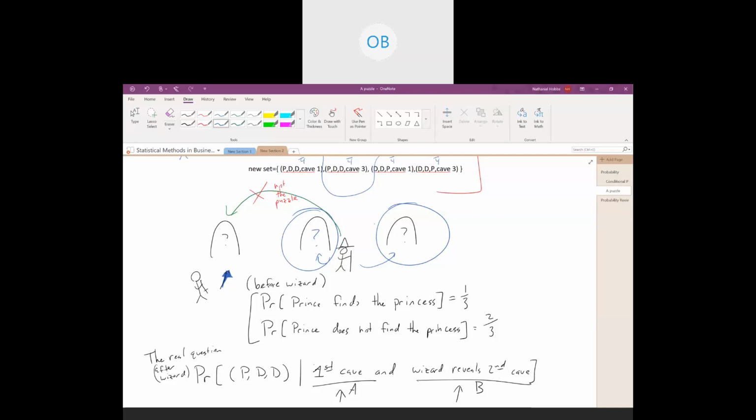It's a 1/9. Okay, if you say it's 1/9 and 1/9, then what happened to the other 7/9? 1 out of 9 times he'll reveal the second cave, 1 out of 9 times he'll reveal the third cave, and then the other 7 out of 9 times the wizard is going to do what? I don't know. It doesn't work.